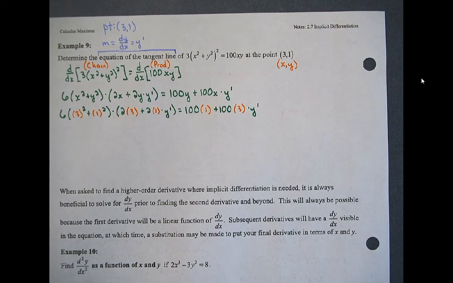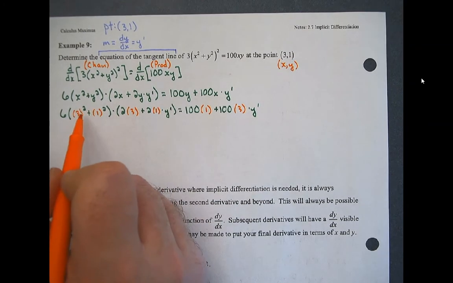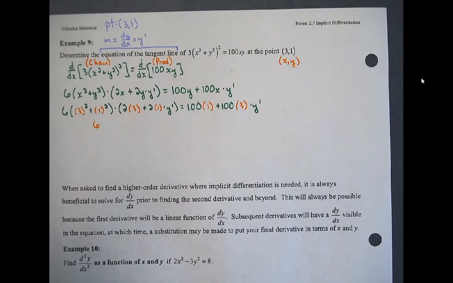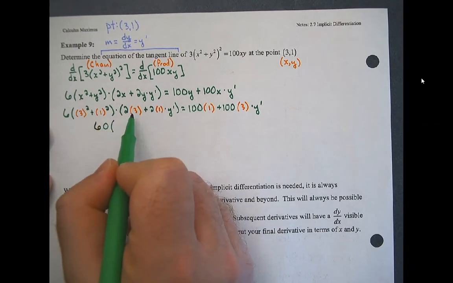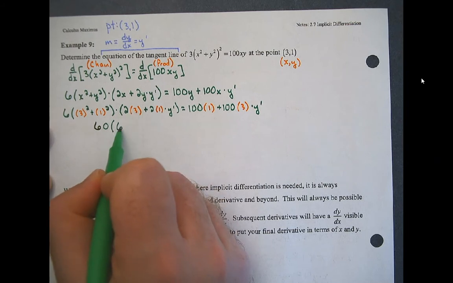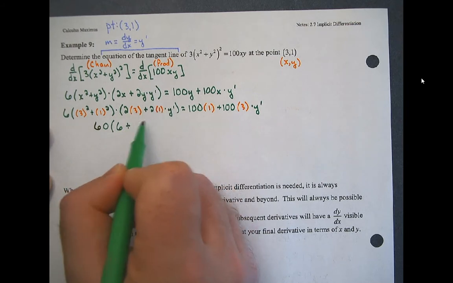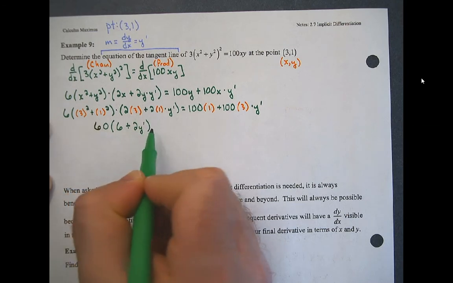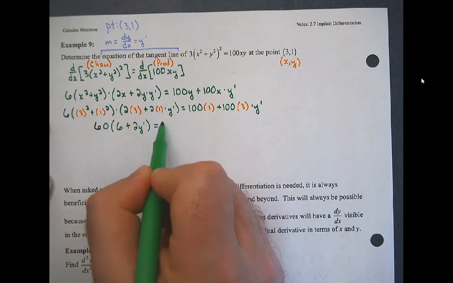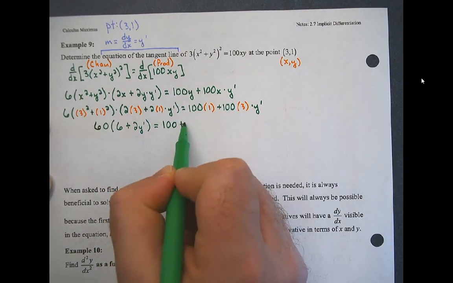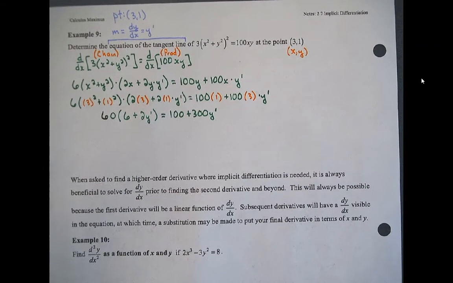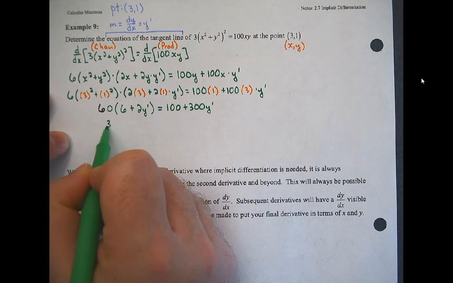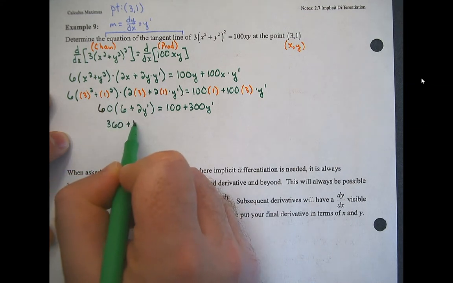Let's try to clean some of this up. So this is 9 plus 1 is 10, and 10 times 6 is 60. At least I can put that much together. 60 times, okay, this would be 2 times 3 is 6, plus 2 times 1 times y prime is 2y prime, equals 100 times 1 is 100, plus 300 y prime. I guess I would distribute now. So 60 times 6 is 360. 60 times 2 is 120.